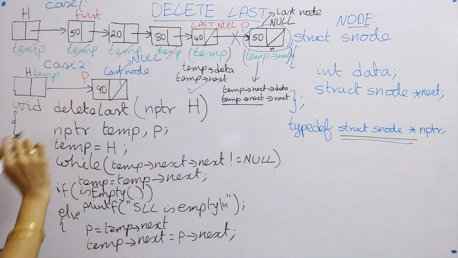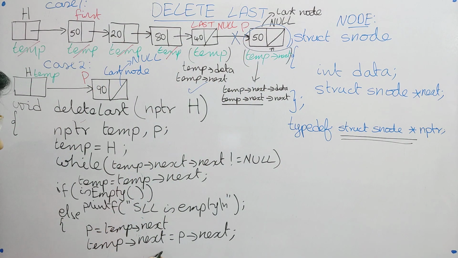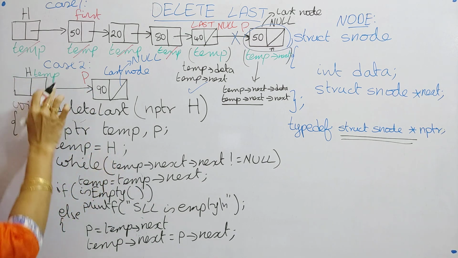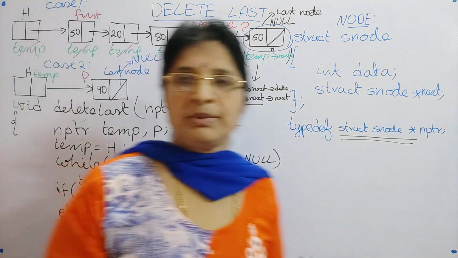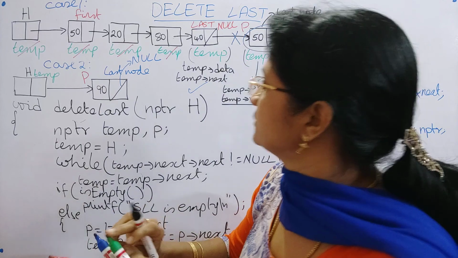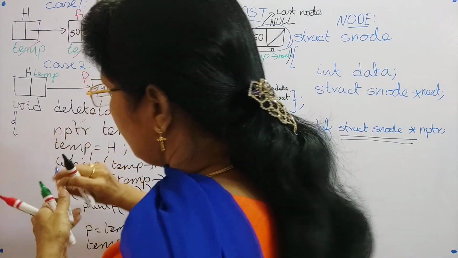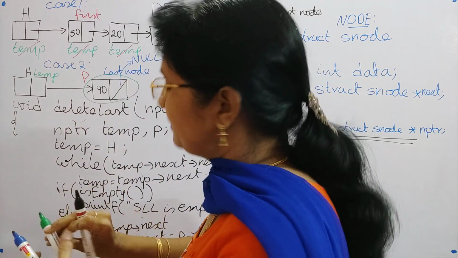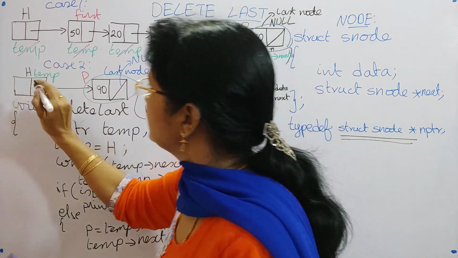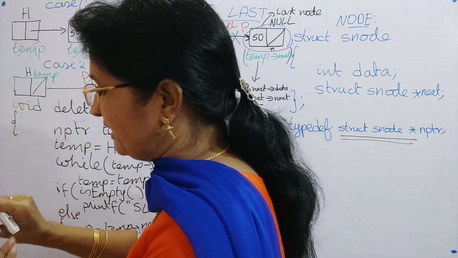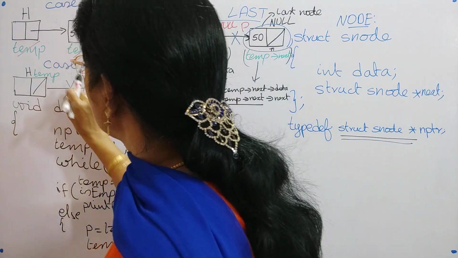For this case what will happen? Here also it is the same: temp next is equal to P next. Now here temp and H are both the same. So what will happen? Because here we have only one node, that node also we are deleting. So we are deleting this node. Here in the H next we are placing null. Placing null indicates that we are breaking this link.